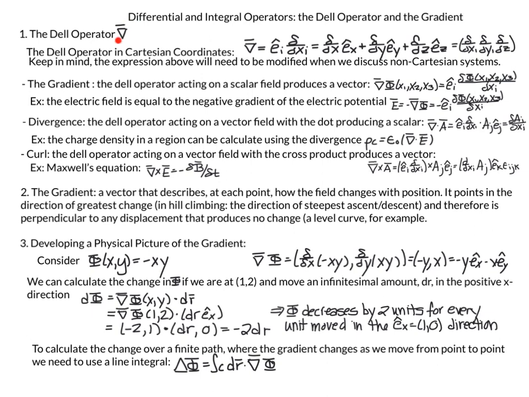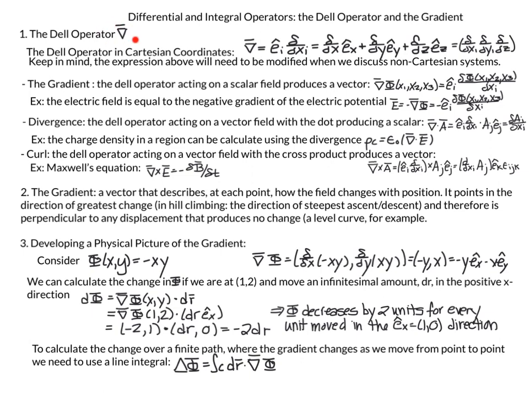We can also take the Del operator and operate on a vector field. If we take the Del operator and act on a vector field with the dot product, we produce a scalar, producing what we will call divergence. If we take the Del operator acting on a vector field with the cross product, then we will produce a vector, what we call curl. Divergence and curl are two things that we will cover in our next video.